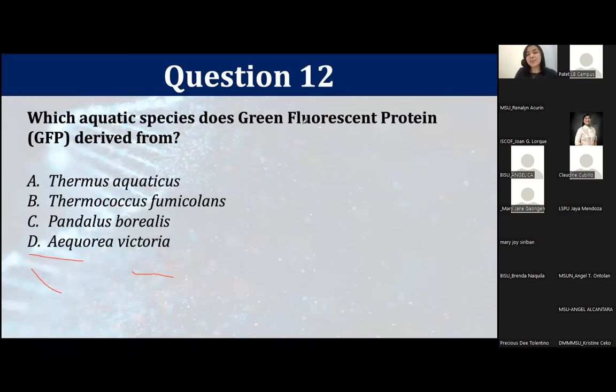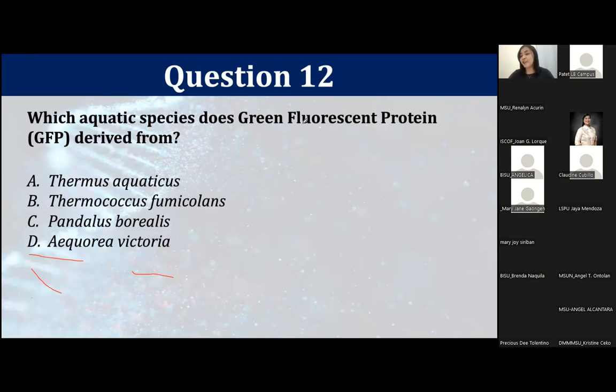Which aquatic species does green fluorescent protein or GFP is derived from? Now, for the information of everyone, GFP is used as a protein marker sa mga cancer cells. Okay, so what is your answer? Letter A, Thermus aquaticus. B, Thermococcus fumiculans. C, Pandalus borealis. D, Echuroya victoria.